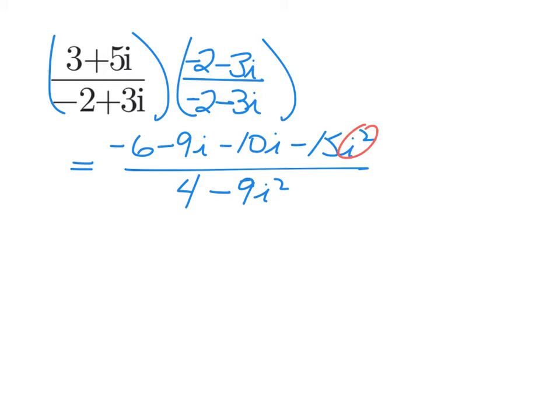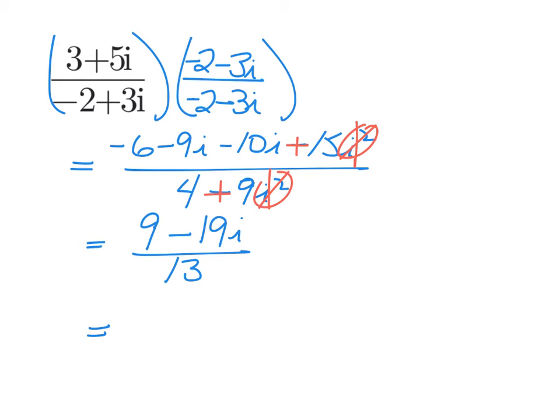We want to clean it up by taking care of both of these i squareds. They're going to be negative 1. So instead of subtracting 15, we'll add 15. And in the denominator, instead of subtracting 9, we'll add 9. So we combine like terms. The negative 6 plus 15 is 9. The negative 9i minus 10i is negative 19i. And in the denominator, we got 4 plus 9, which is 13.